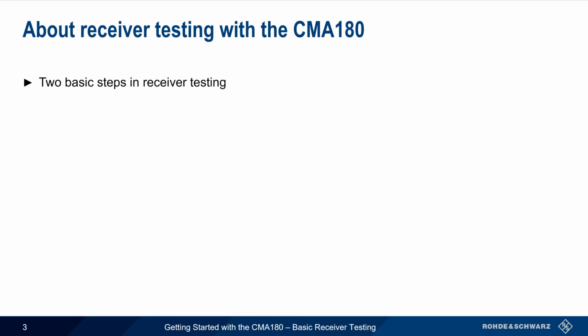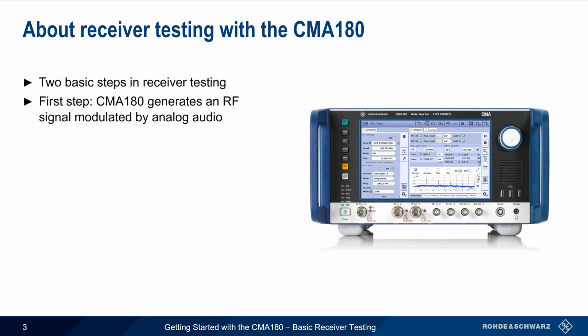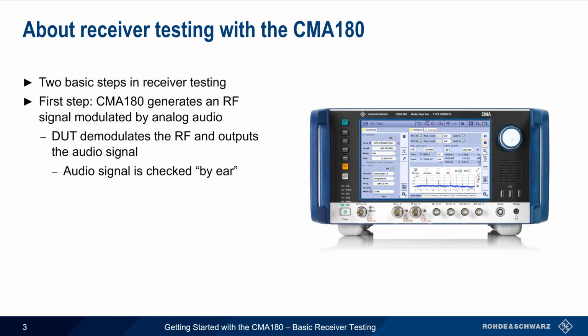There are two steps in testing two-way radio receivers with the CMA180. Basic functionality can be tested by configuring the CMA to generate an audio-modulated RF signal, which is routed to the device or radio under test. The radio demodulates the RF and outputs the audio signal via a speaker or headset, and this audio signal is then checked by ear to verify proper reception.